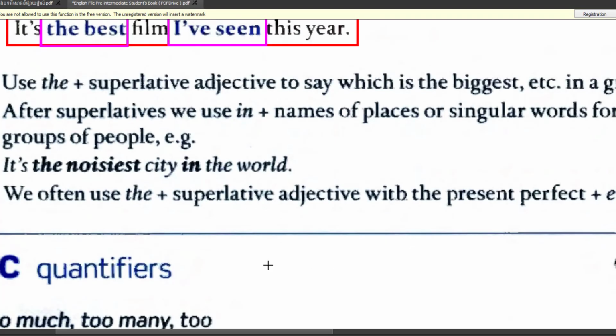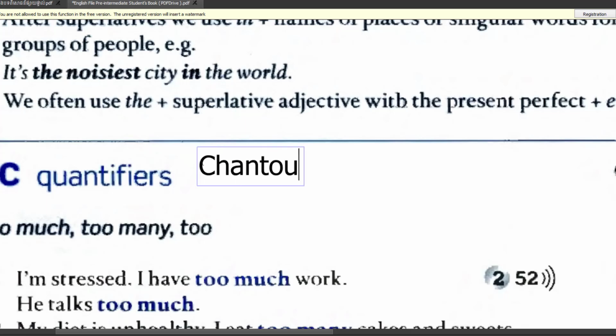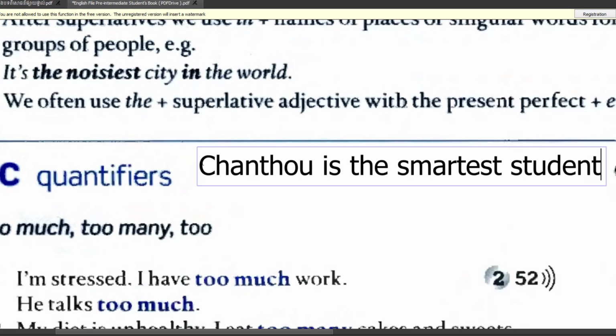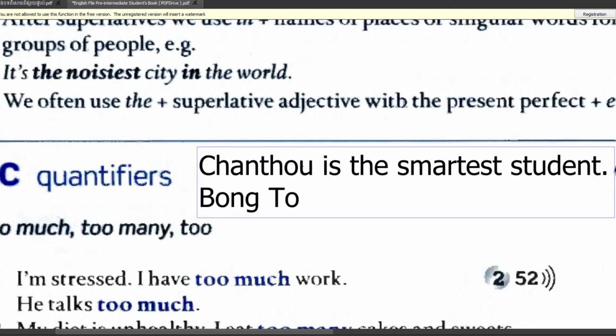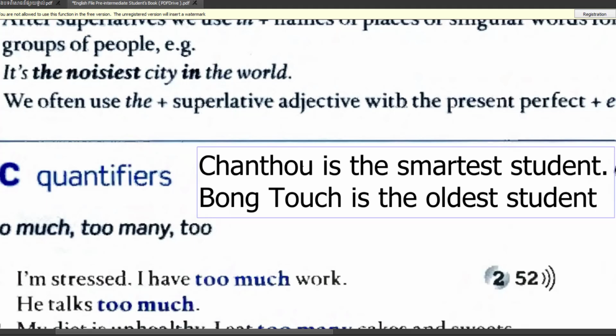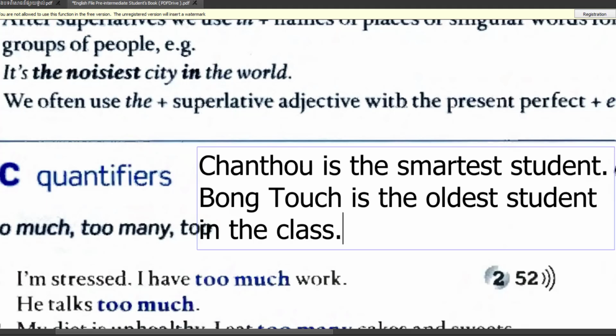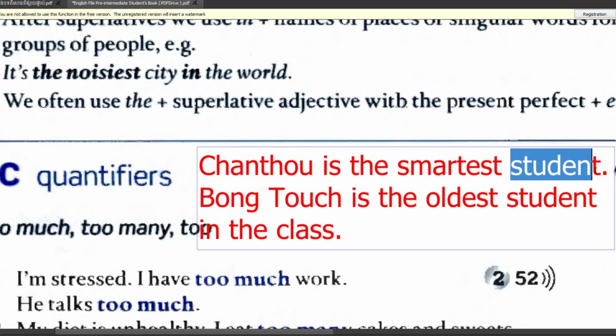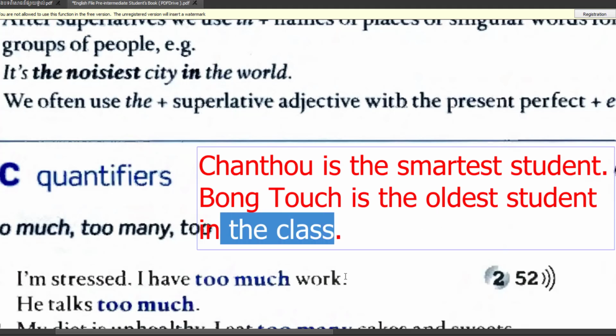Okay. One of the students said that Chantu is the smartest. Okay, the smartest student. What about the oldest? Okay, Bang Tu is the oldest student in their class. Okay, clear? So we use one among a group. So just Chantu compared to a lot of students in the class, and Bang Tu compared to a lot of students in the class. Right. Okay, so I think it's not difficult for you, I guess.